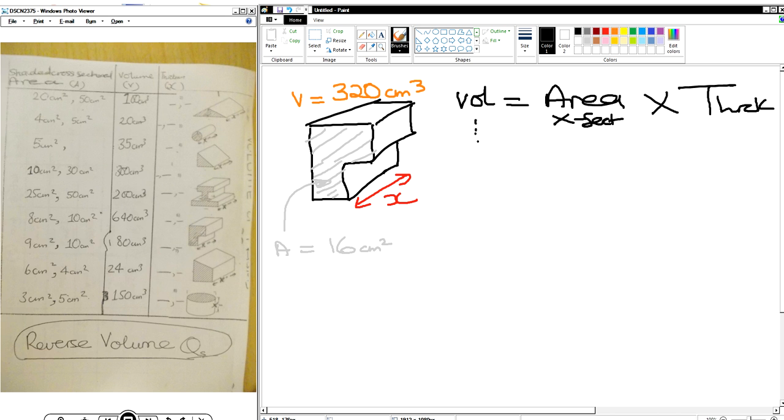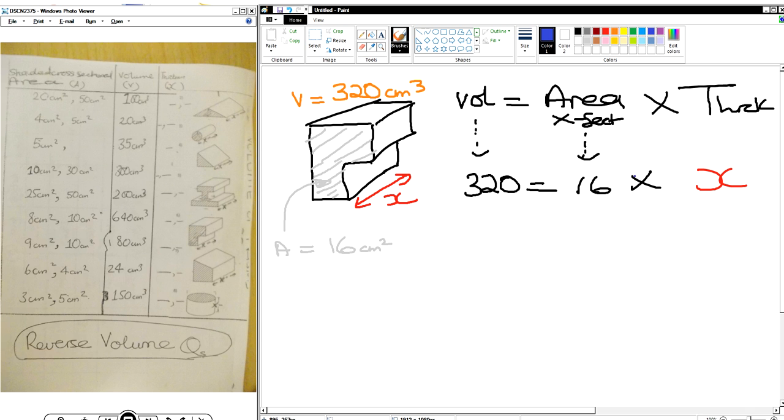So the volume we know. What is the volume, Rakeya? Volume is equal to 320. Fahmi, what is the area? 16. Lovely. Then the times goes down. And the thickness, they've called the thickness x. That's okay. So we know the answer. We know part of the question. We've got to work out the other part of the question now.